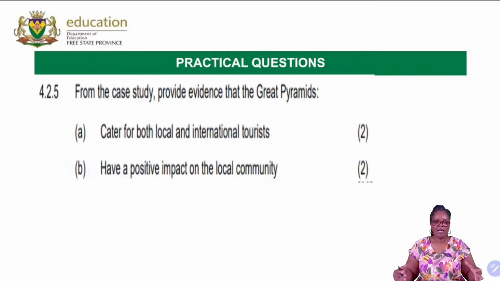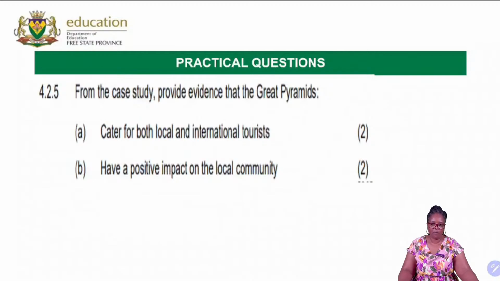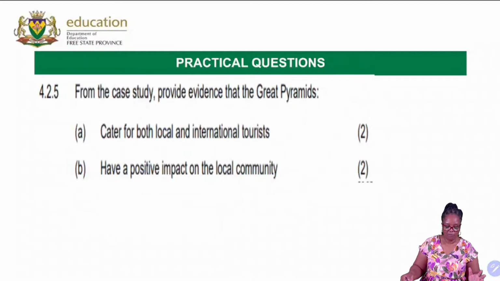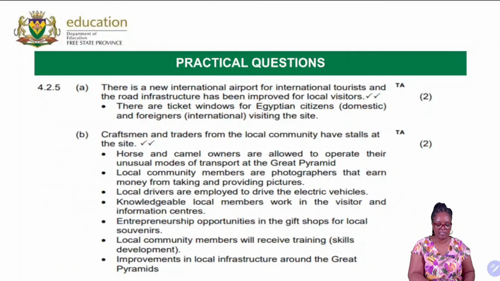And most of all, the case study says that the local people will receive training on skills development. So it means that it caters for the local community. Not forgetting the craftsmen, it said that the craftsmen will be given the opportunity to have their stalls and sell their things. So here we are. If we have all this, here it is, number A. Number B says craftsmen and traders from the local community have stalls at the site. And everything there, the horses, the local drivers, is everything that we have talked about.